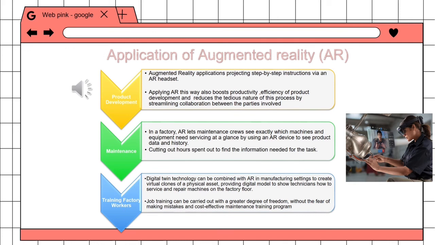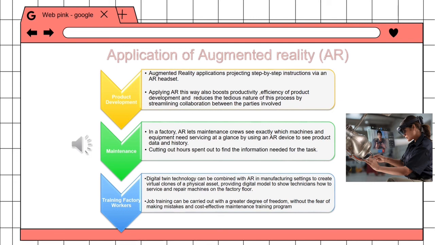The modern assembly line requires diligently piecing together hundreds or even thousands of components in the correct order and as fast as possible. Typically, the instructions involved are made available as PDFs, and these documents are too long, detailed, and static, meaning they can very quickly become out of date. To counter this, an AR application projecting step-by-step instructions via an AR headset could allow the assembly line to operate quickly, work hands-free, and respond to issues with up-to-date information. Applying AR this way also boosts productivity and efficiency of product development, and reduces the tedious nature of this process by streamlining collaboration between the parties involved.